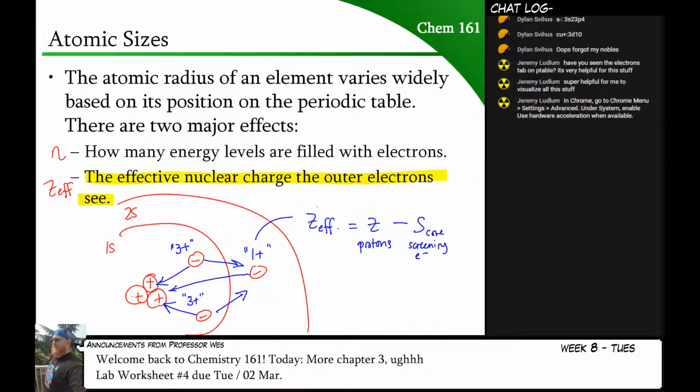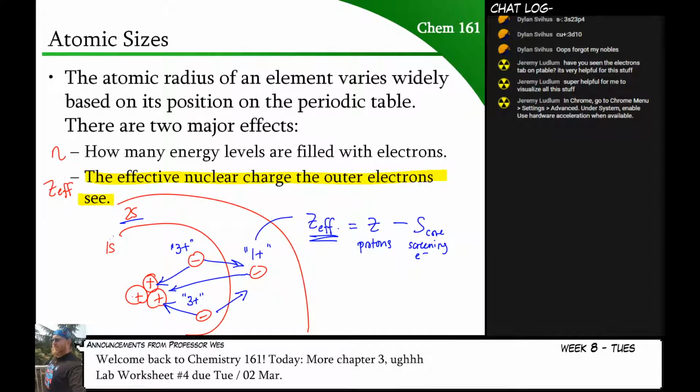So you're going to have a ZEffective for each energy level. N equals 1, N equals 2, N equals 3, whatever. Only the stuff in N equals 1 will feel all the protons, because there's nothing in the way of them. But stuff further out in like 2s or 2p, 2p and 2s are roughly the same distance, so they don't shield each other very effectively.